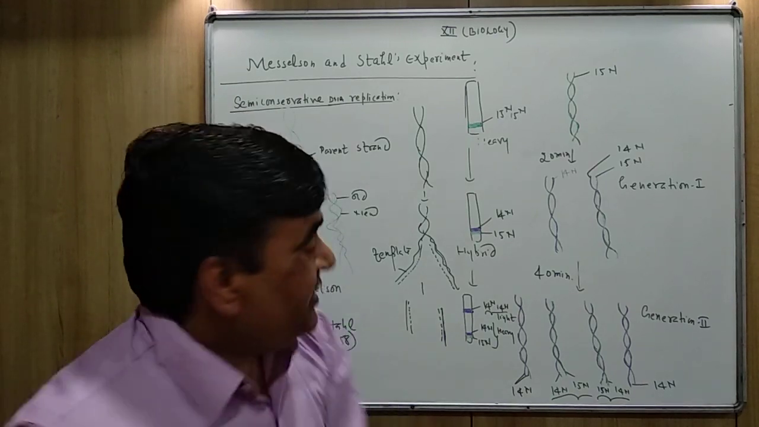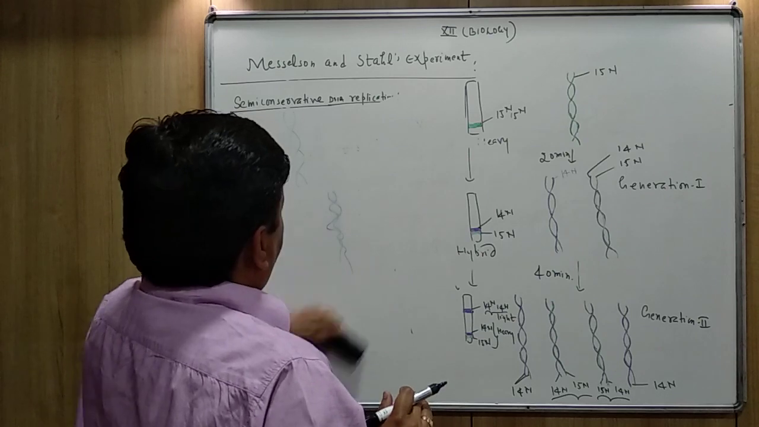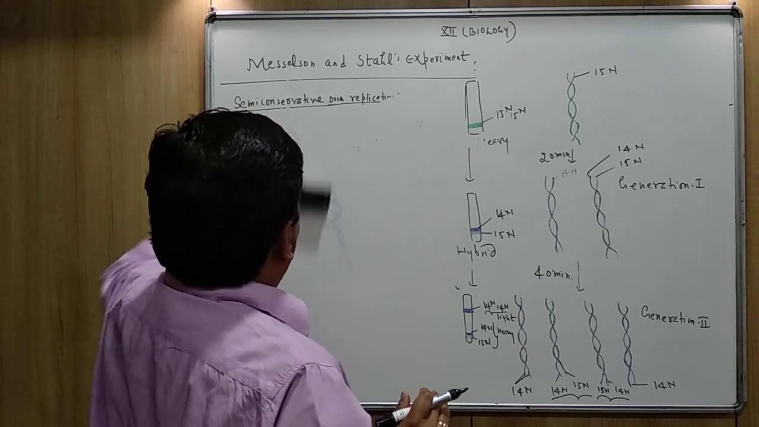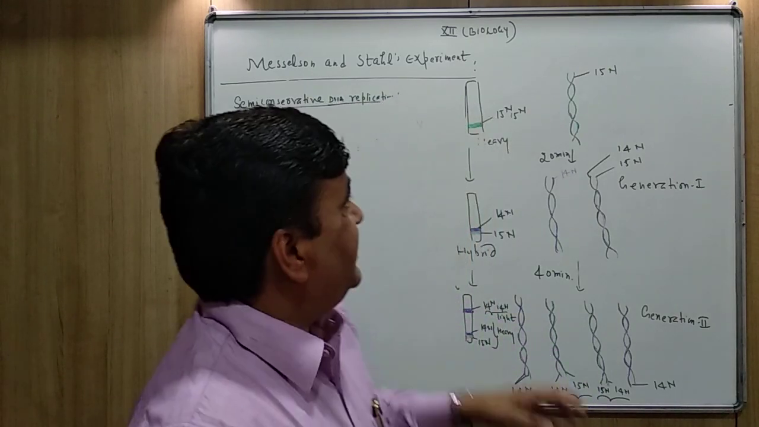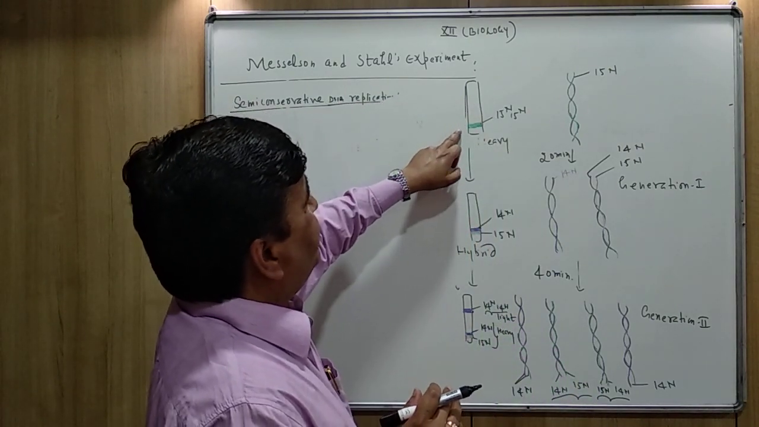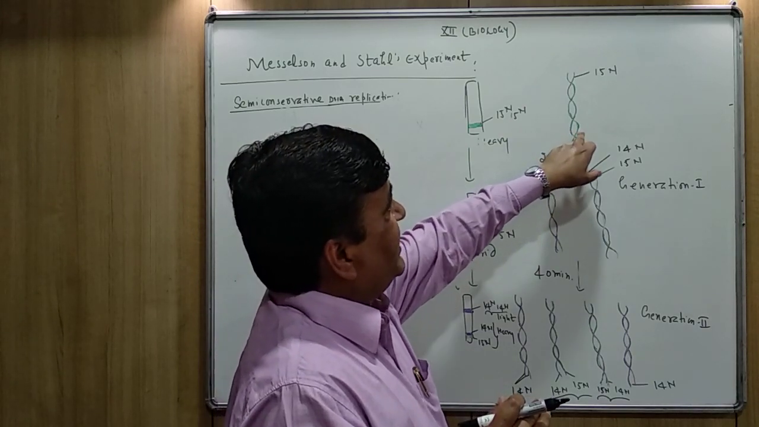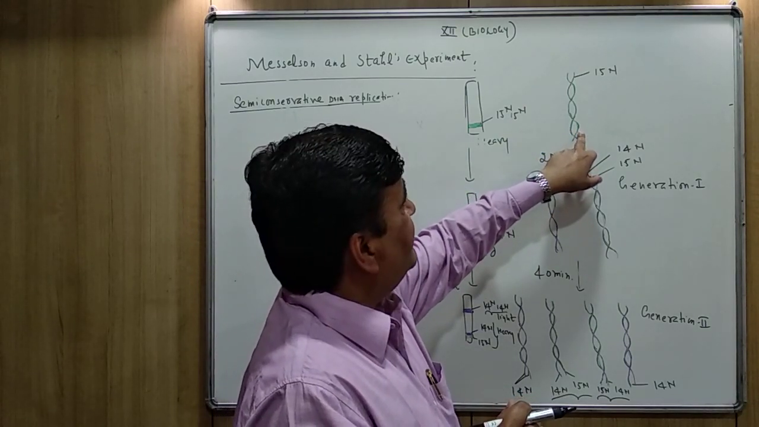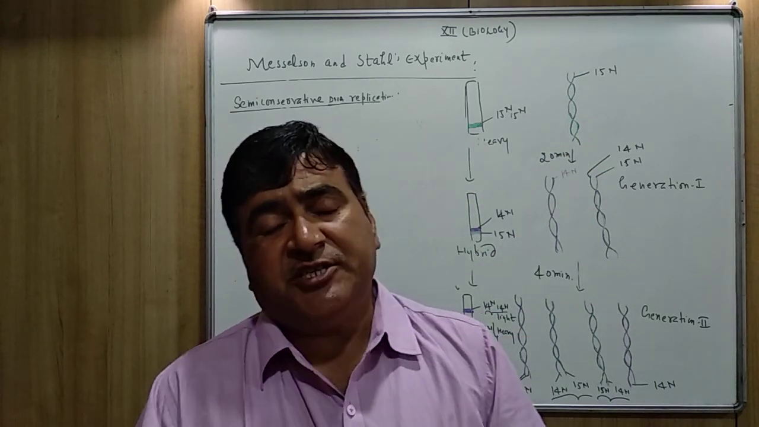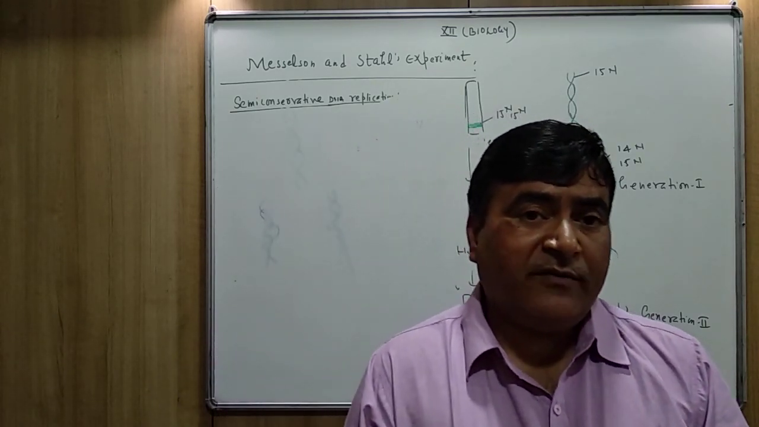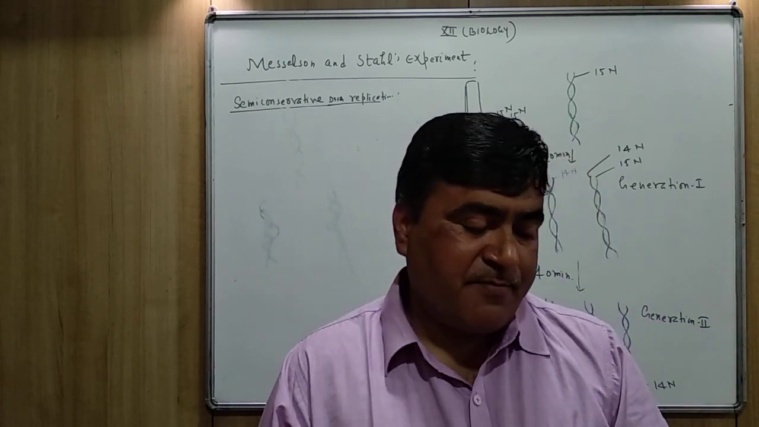You can see here, I have drawn so many diagrams. In the semi-conservative mode of DNA replication, first of all, you can see here, this is the double-stranded, or you can say duplex DNA. Two strands are there. As you know, each DNA molecule is made up of how many polynucleotide chains? 2 polynucleotide chains.